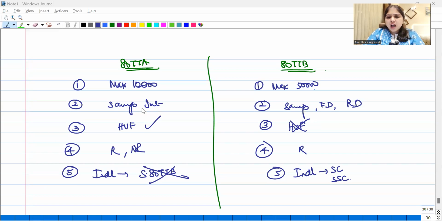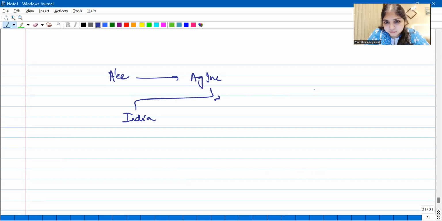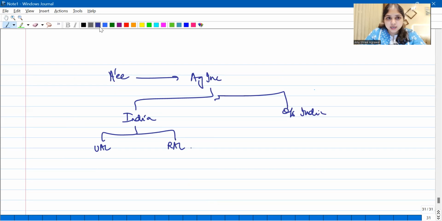Yes, guys, one last question I have for you. Assessee has earned agricultural income. Agricultural income can be from India. It can be outside India. In India, it can be from urban agricultural land. It can be from rural agricultural land.